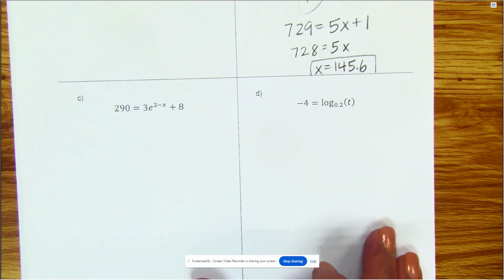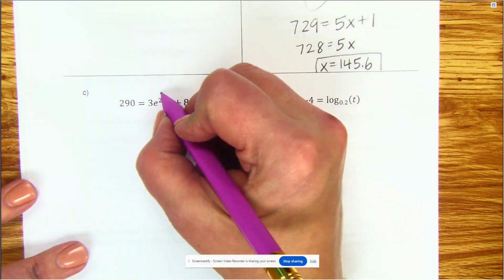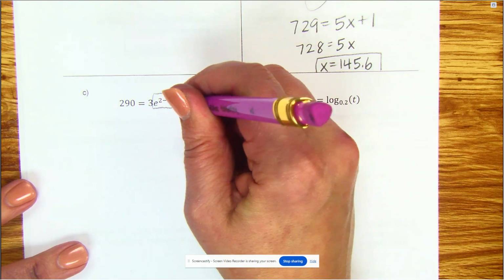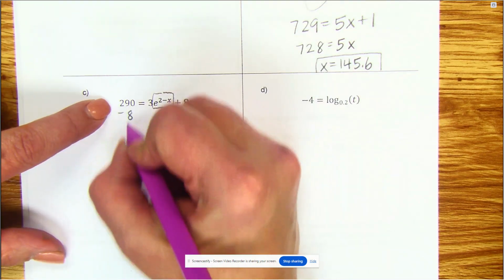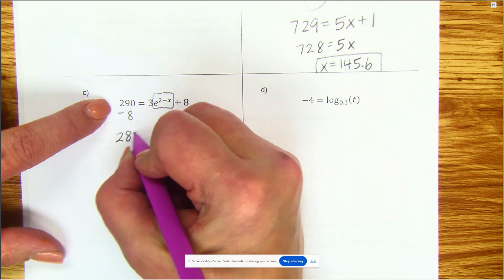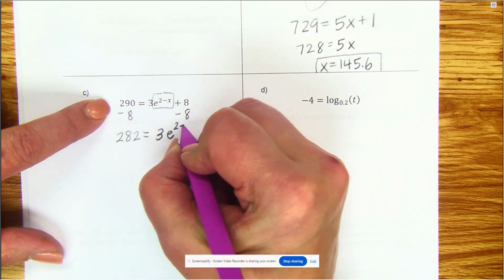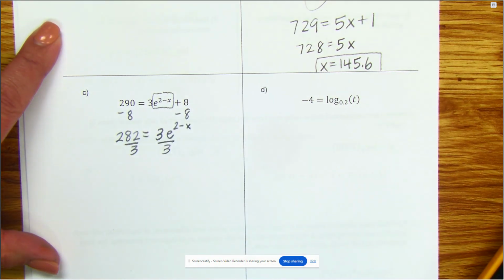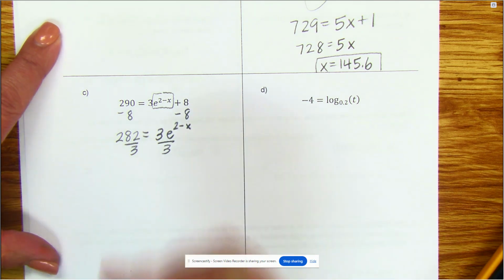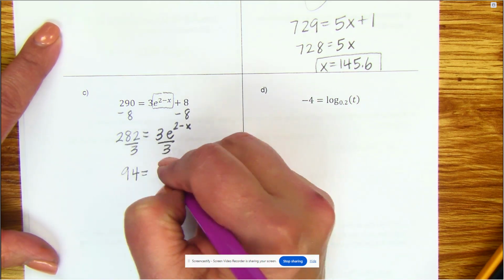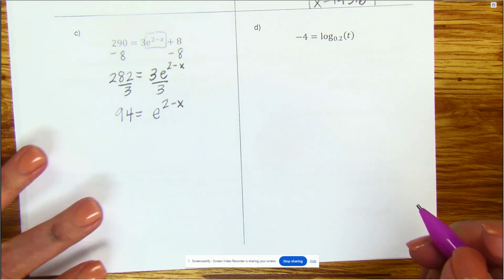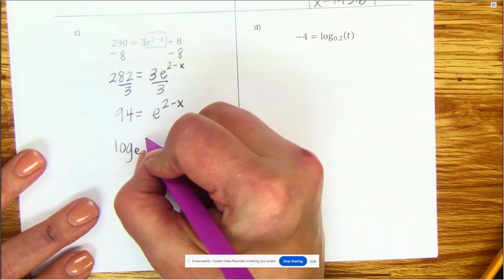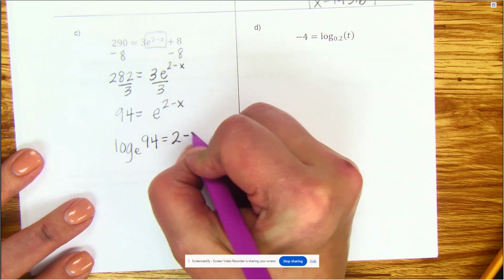Letter C, this is an exponential, so eventually I'm going to convert it to a log, but I got to get the base isolated. So first I would subtract 8, 2, 3, 2, and I got to get rid of this, divide by 3, 94 equals e to the 2 minus x. All right, now my base is isolated, so now I'm ready to write it as a log. Log base e of 94 is 2 minus x.